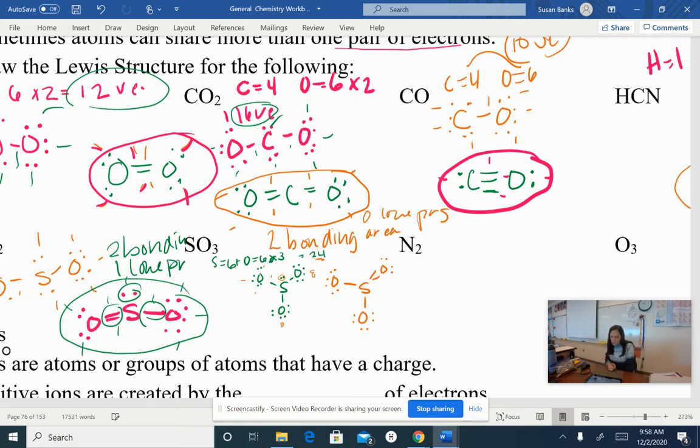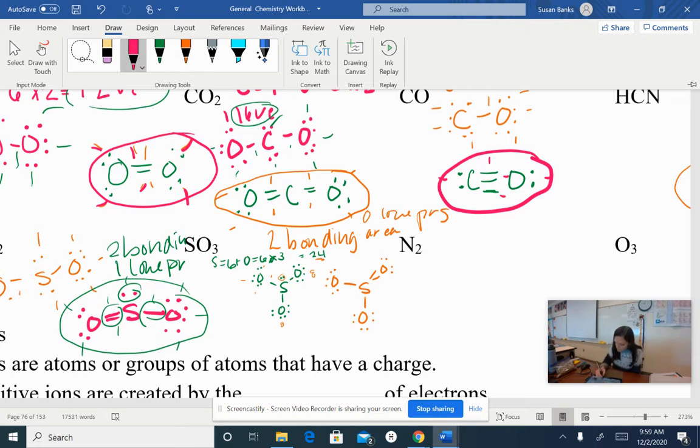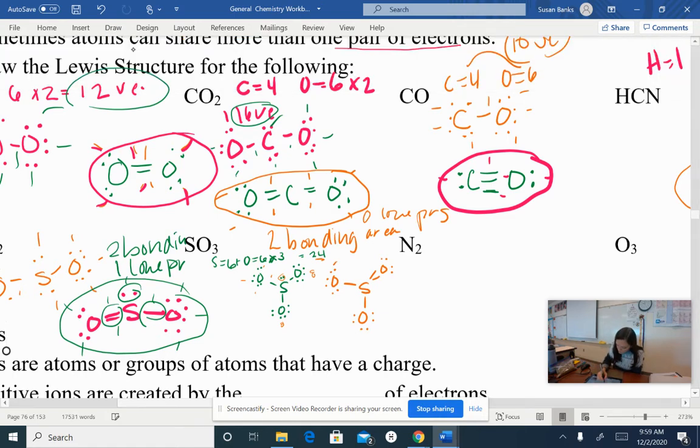Okay, so let's count the electrons that I have used here. I've used 2, 4, 6, 8 electrons here. I've used 8 more on this oxygen as well, so I'm up to 16. I've used 2, 4, 6, 8 on this one as well. So I've used the 24 electrons. 8, 8, and 8 is 24. So this is my Lewis structure for sulfur trioxide.